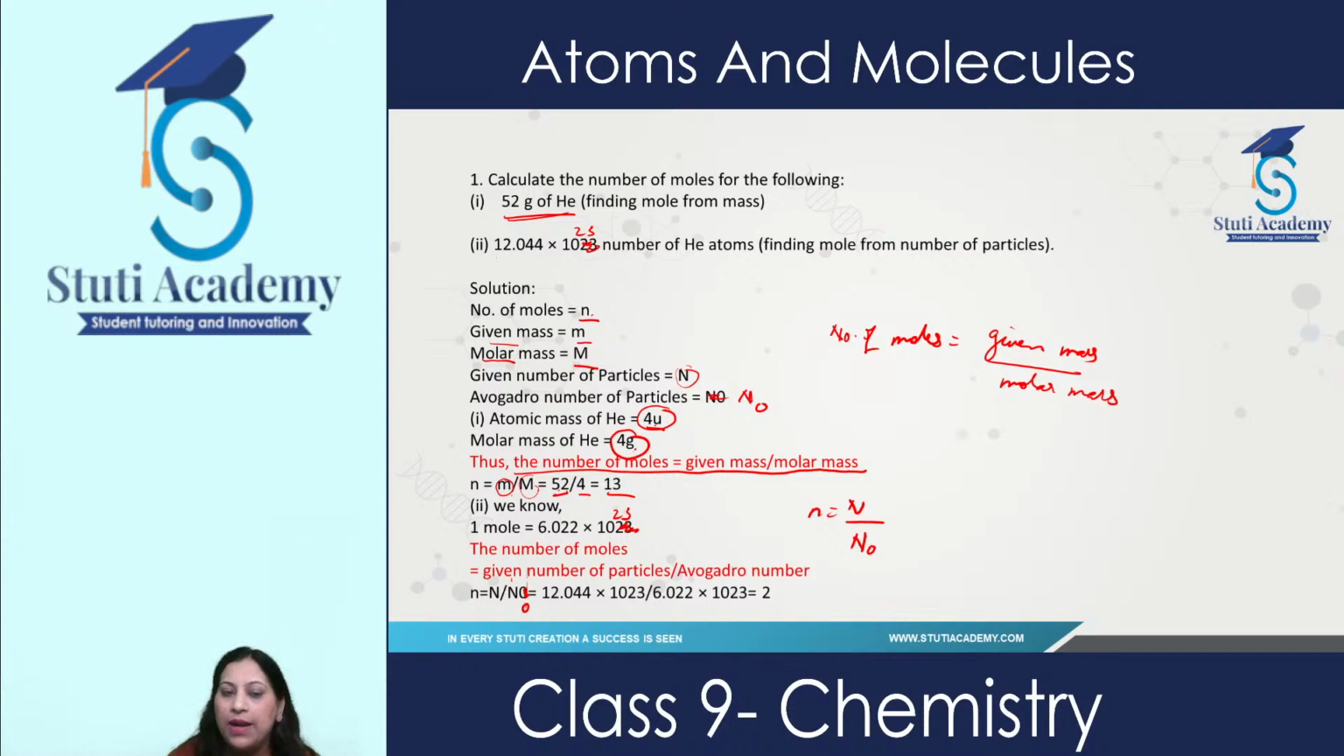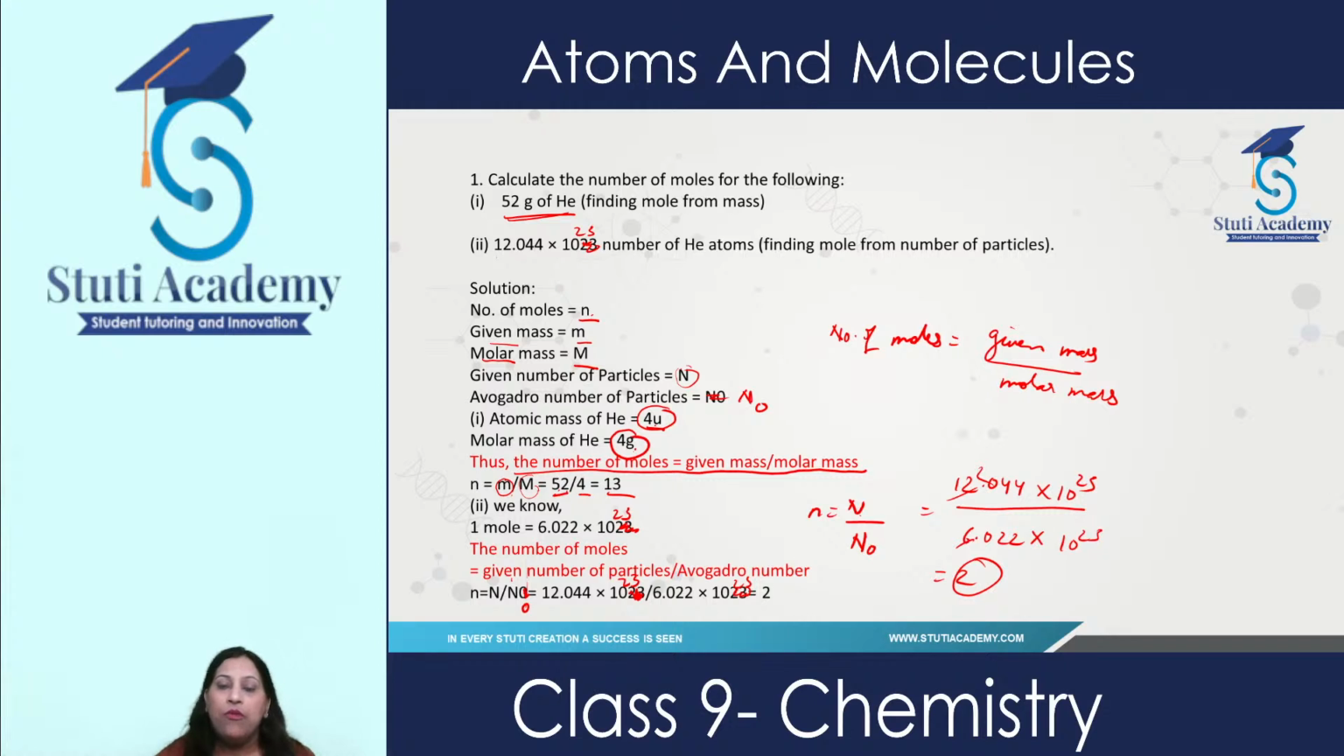Now, the number of particles given in the question is 12.044 into 10 raised to power 23. I'll write it here: 12.044 into 10 raised to power 23. And Avogadro's number, as we know, is 6.022 into 10 raised to power 23. Dividing these two numbers, we get the answer. So, the number of moles is 2.